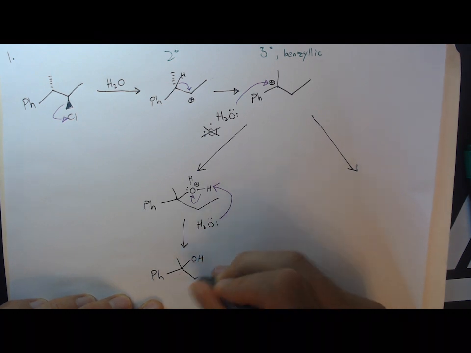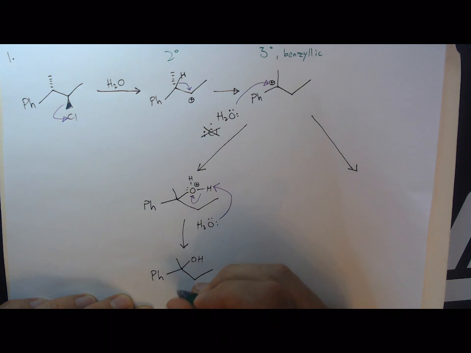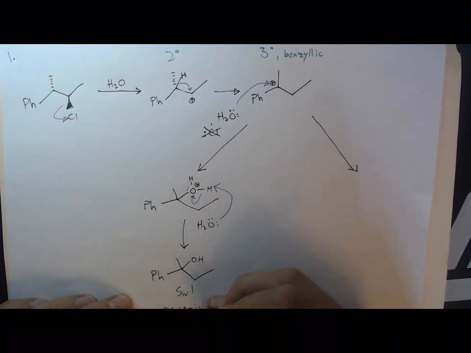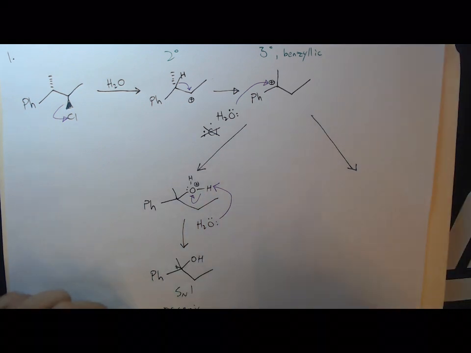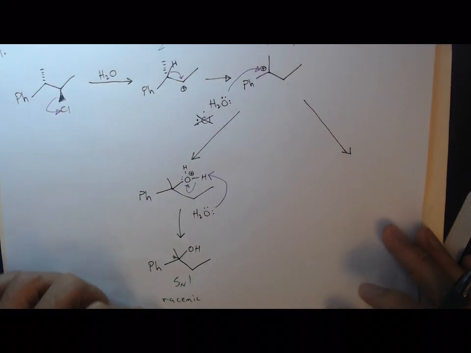All right, so this is going to be our SN1 product, and this is racemic because we have a chiral center right there where the carbocation was originally.